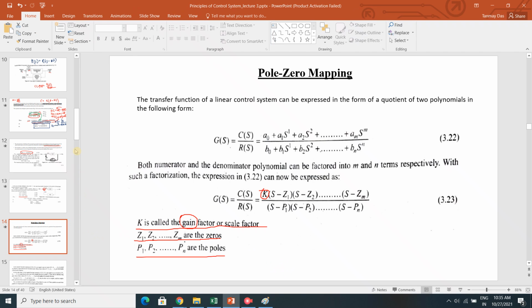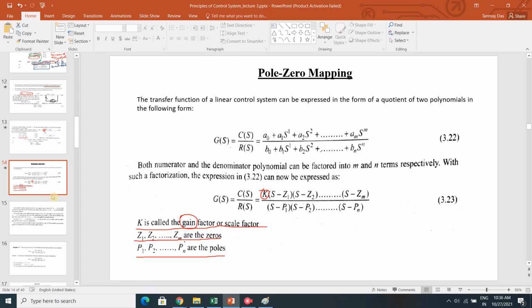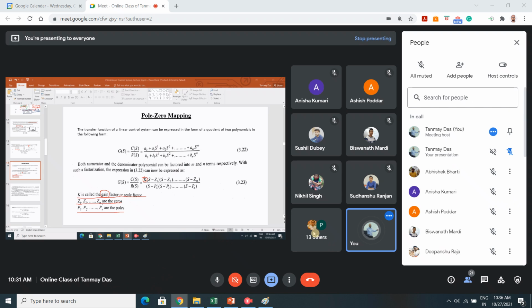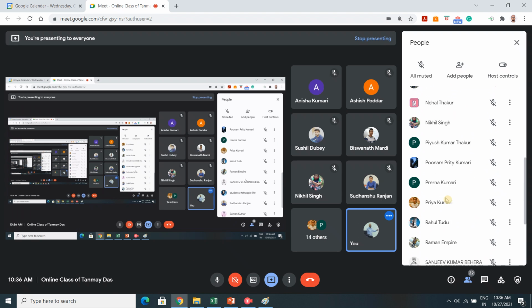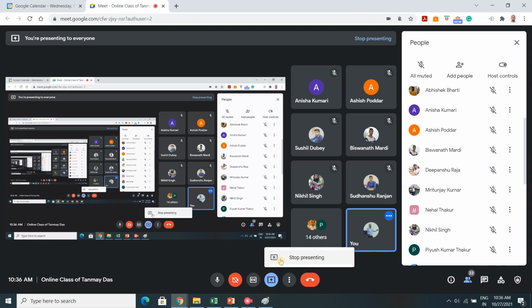So I think I have to end this class over here. I will continue this topic because it is quite interesting now, because now the calculation part will start. So I will continue this in the next class.